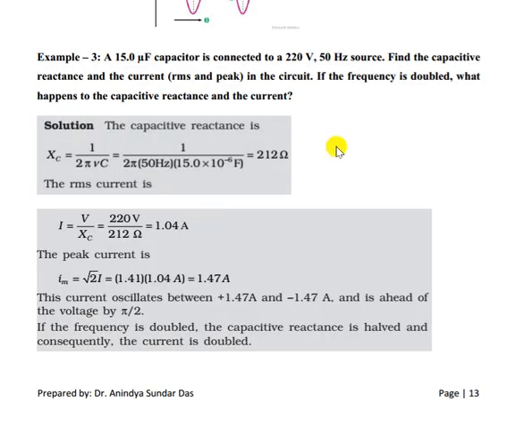Okay. For the same notation, let us solve one problem. A 15 microfarad capacitor is connected to a 220 V, 50 Hz source. So for every AC source, we must include the frequency of the source, F. Find the capacitive reactance and the RMS and peak current in the circuit. If the frequency is doubled, what happens to the capacitive reactance and the current?